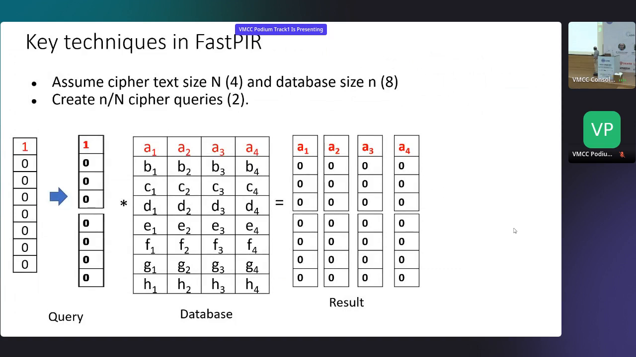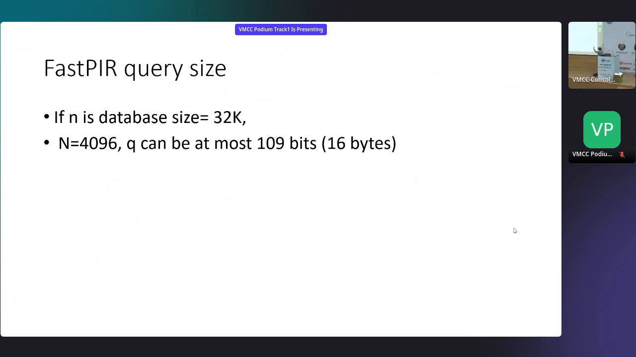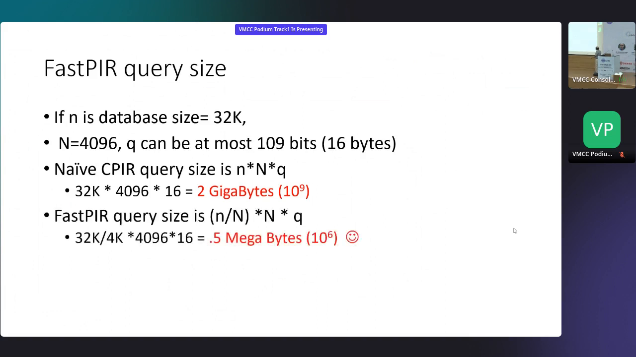Remember, this is a much smaller type of vector. So the query size now has been divided by, so if N is equal to 32k and n is equal to 4k, then the naive approach required 32k times 4k times 16, which was 2 gigabytes, while now, instead of this N, I have N divided by n. So I'm multiplying times 32 divided by 4k, so that's 8 times this. So instead of 2 gigabytes, I'm down to half a megabyte. Okay? This is by just doing the trick of breaking it, kind of bringing the vector to correspond to each of the columns instead of looking at it as the entire stretch of things.